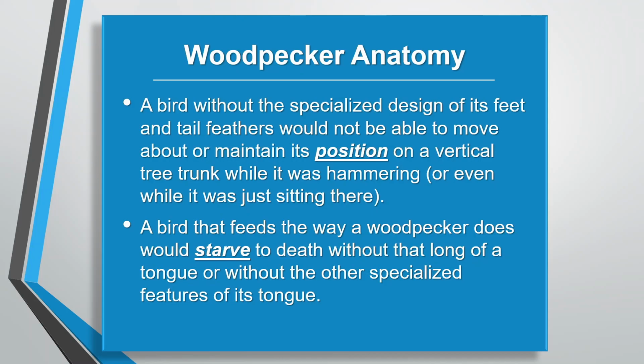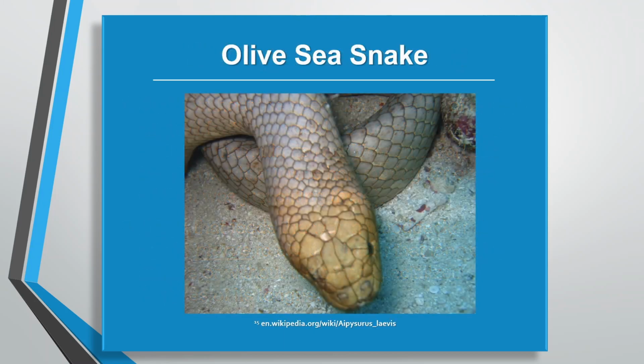But woodpeckers aren't the only example of this dilemma for evolution. Such examples exist everywhere. They're all around us. As numerous as the number of species of animals and plants that exists throughout our world. Here's another one. Consider the olive sea snake.